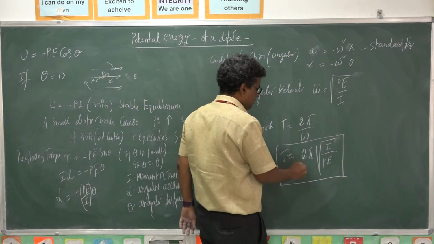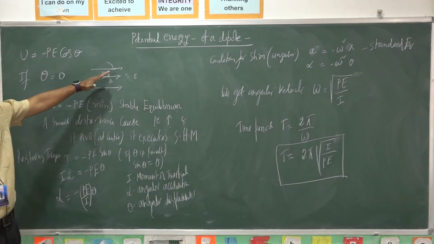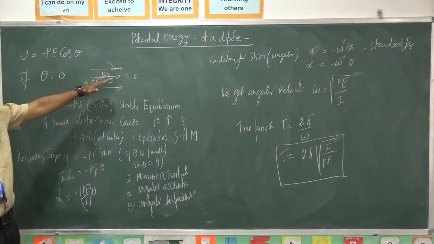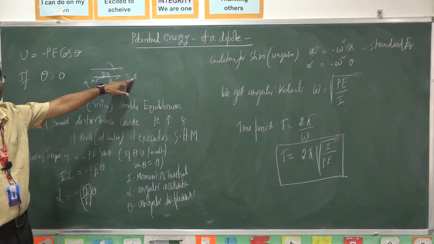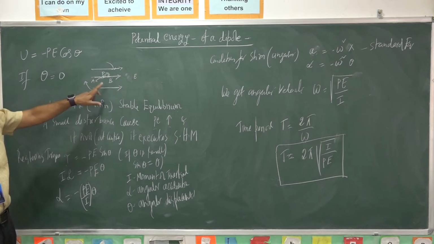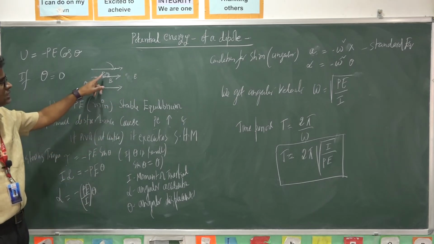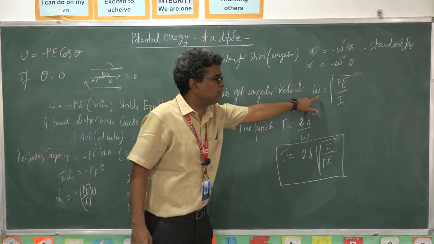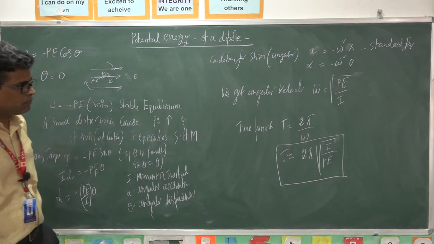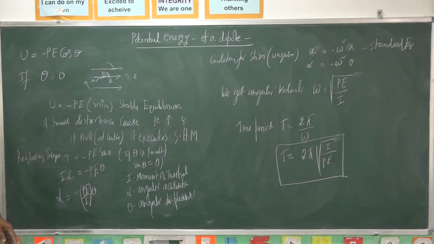So let me conclude this one. When a dipole is pivoted at its center in the direction of the field, if it is given a slight disturbance, then it executes SHM. If the question is its angular velocity, you get square root of PE by I. What is its time period? 2 pi into square root of I by PE. This is the answer.